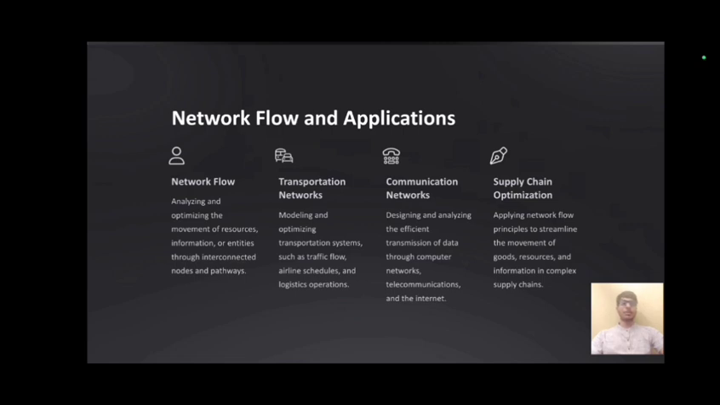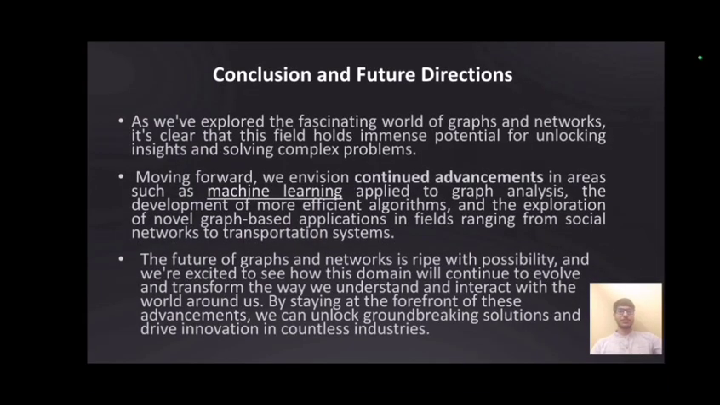Supply chain optimization. Applying network flow principles to streamline the movement of goods, resources, and information in complex supply chain operations is called supply chain optimization. Conclusion and future directions. As we explored the fascinating world of graphs and networks, it's clear that this field holds immense potential for unlocking insights and solving complex problems.